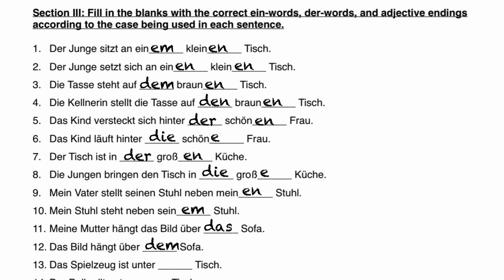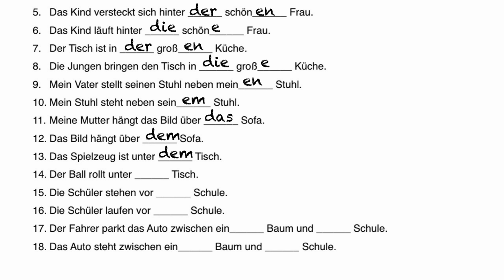Das Spielzeug ist unter. The toy is under. Where is it? Unter dem Tisch. Under the table. Nummer 14. Der Ball rollt unter. The ball rolls under. To where is it rolling? Under the table. Unter den Tisch.